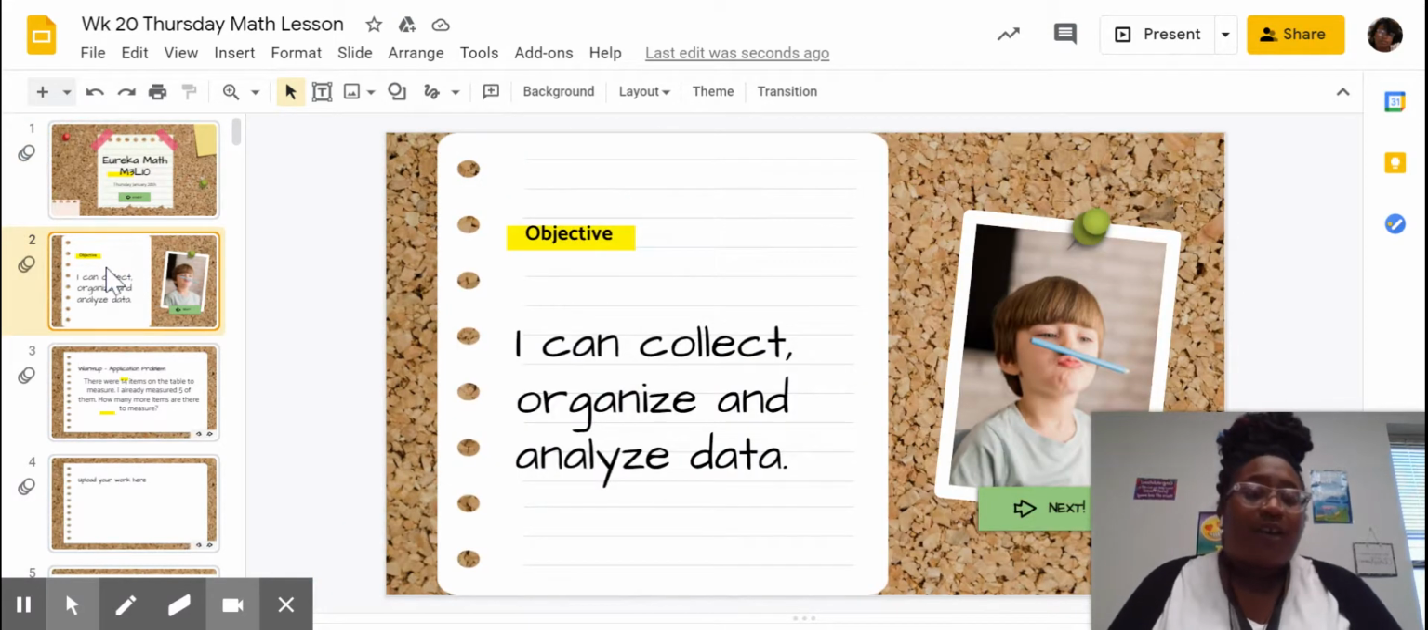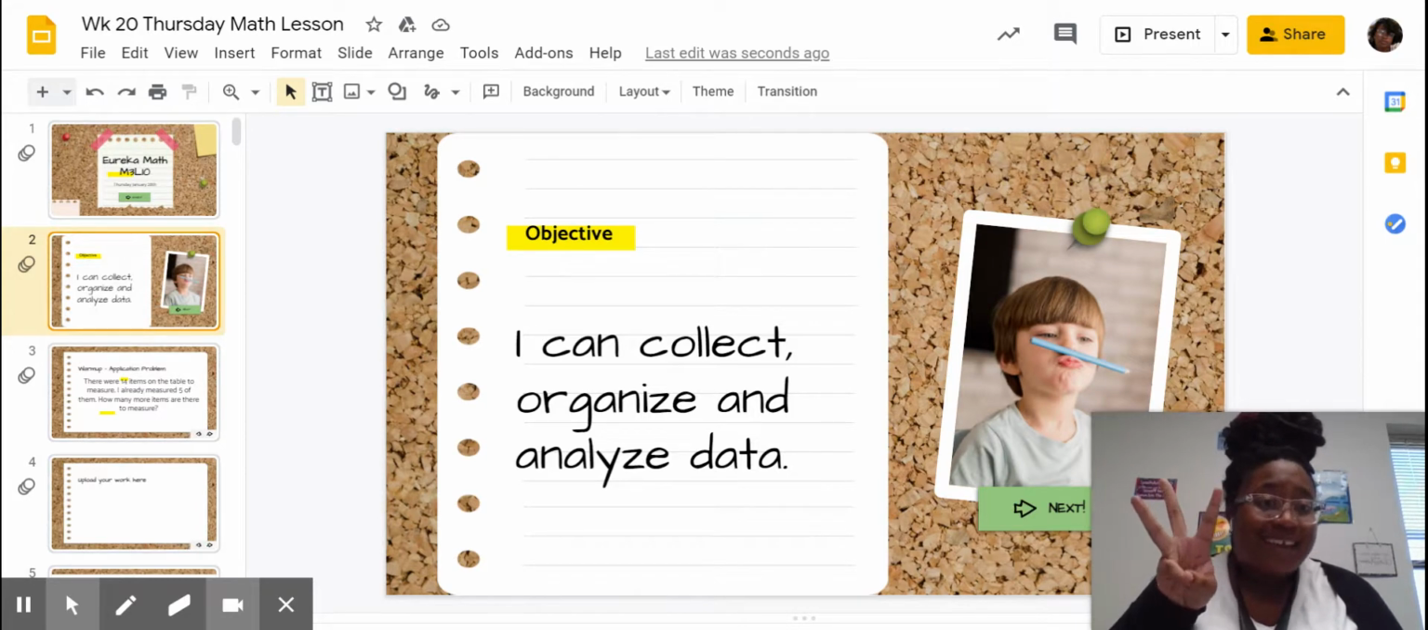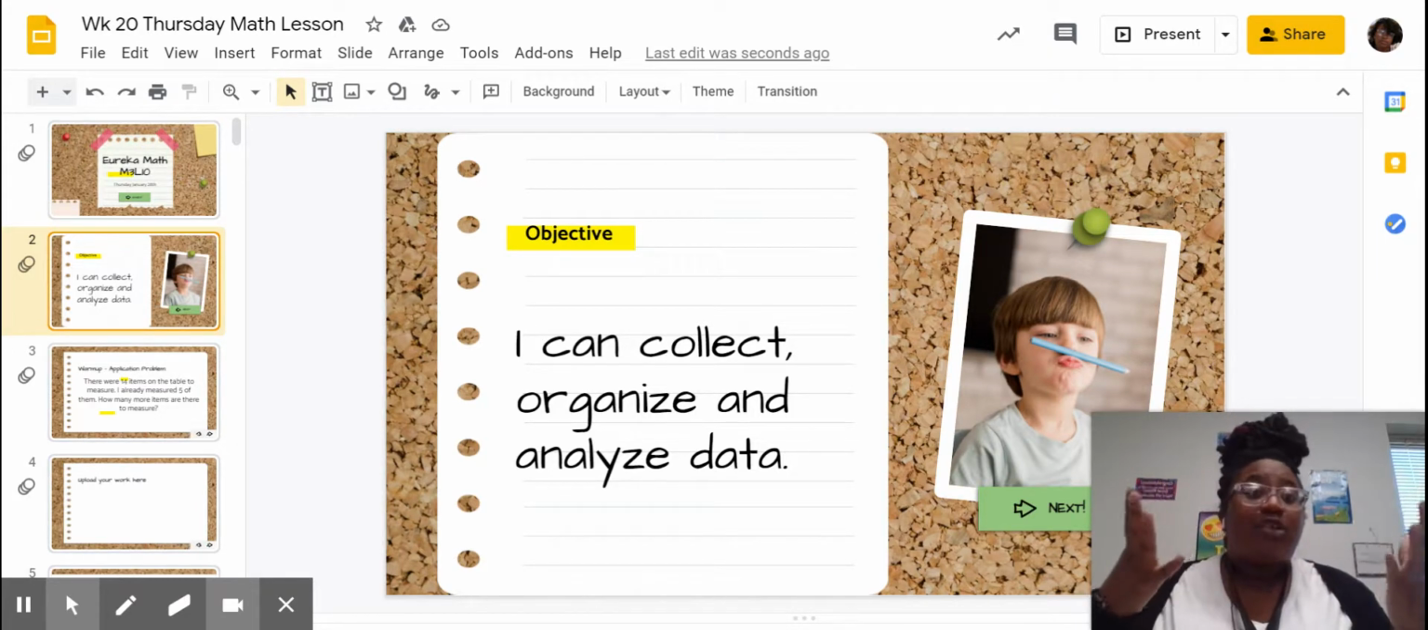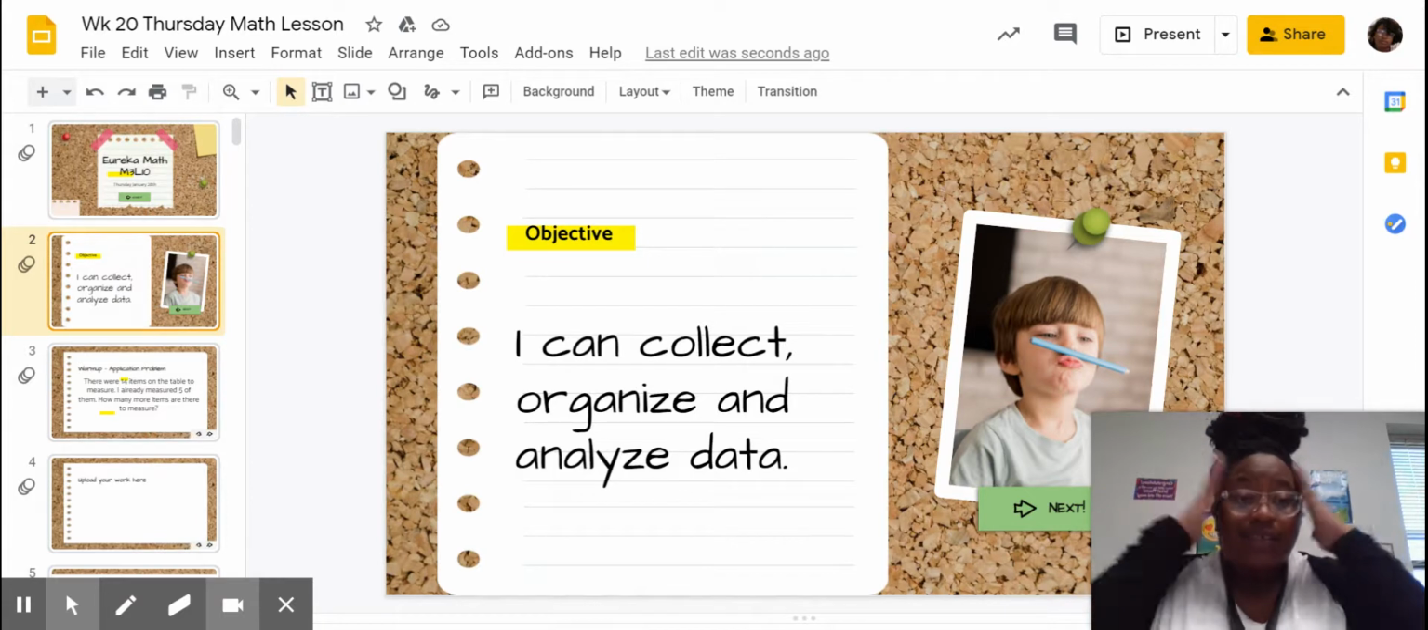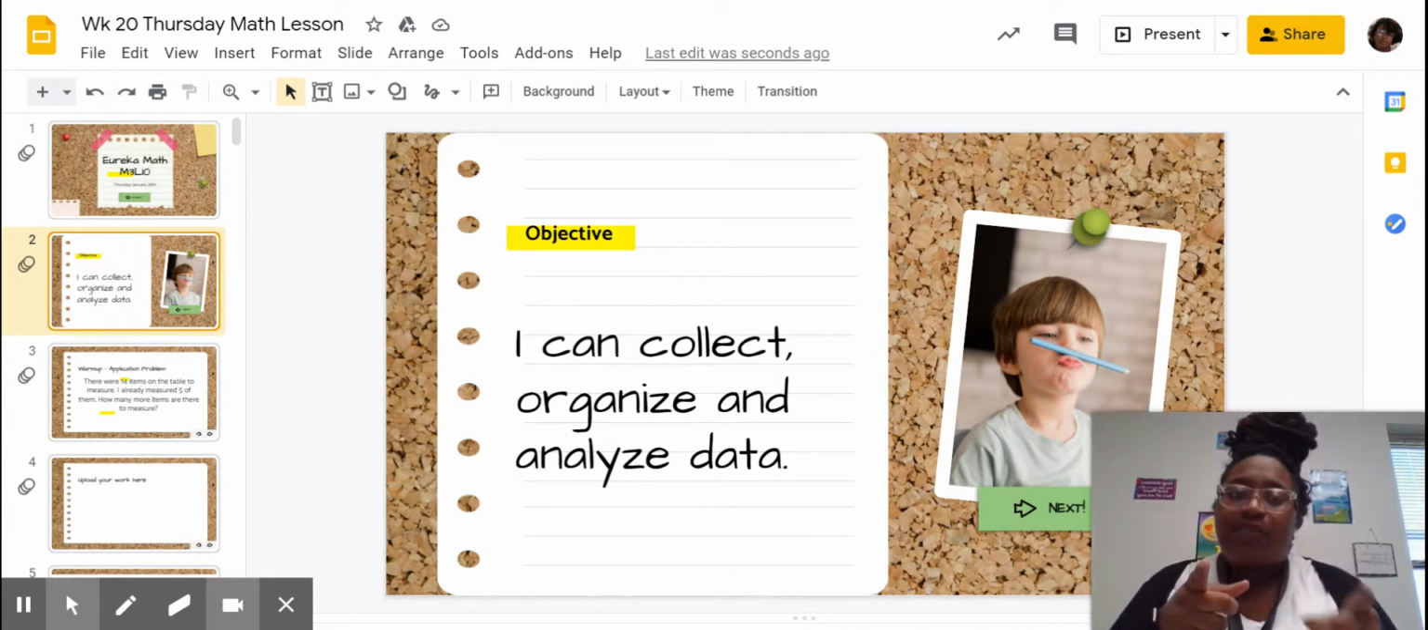Today, we are going to be talking about how we can collect, organize, and analyze data. Ms. Sharp, what in the world does that mean? Well, I'm glad you asked.